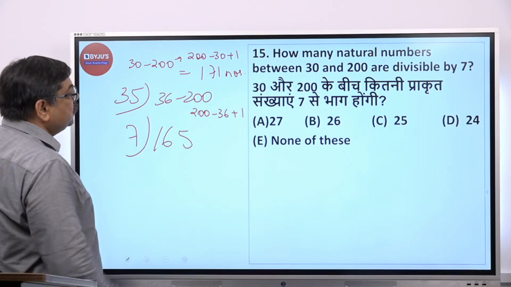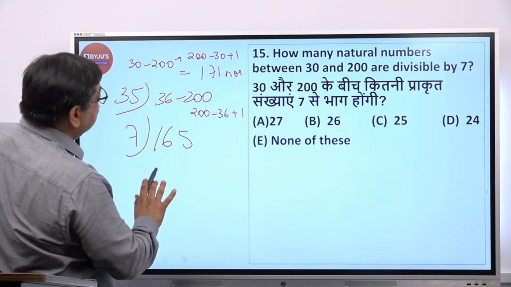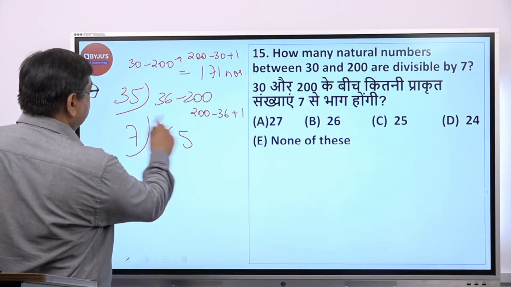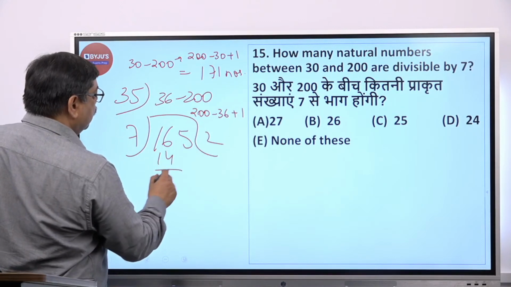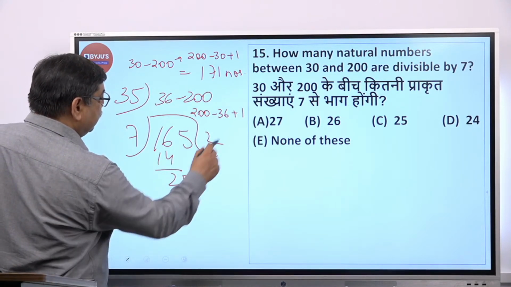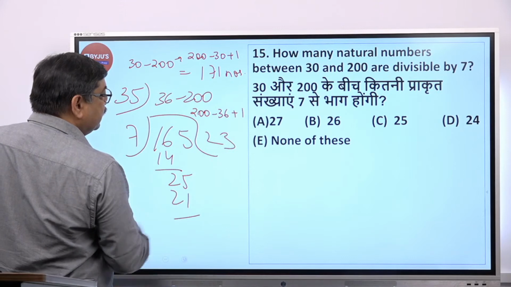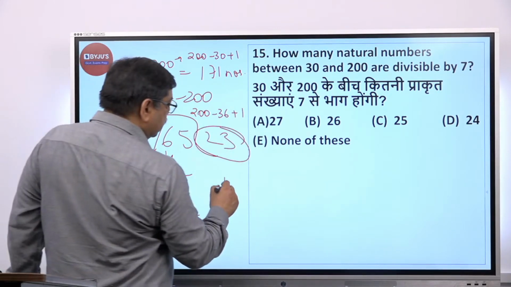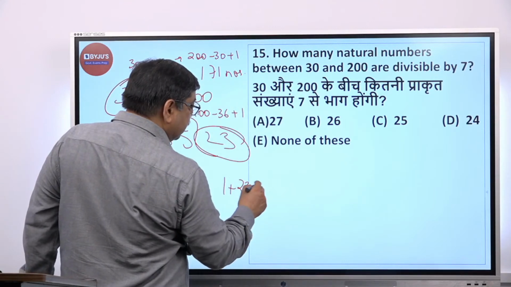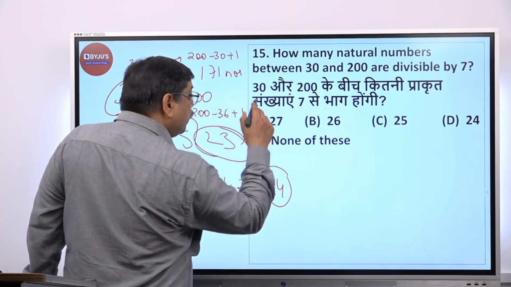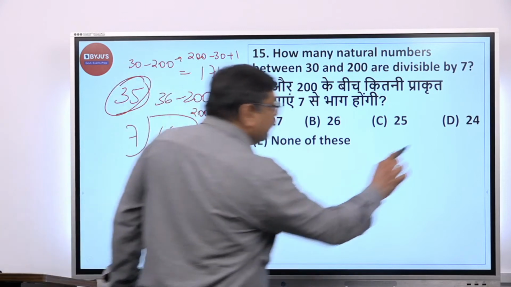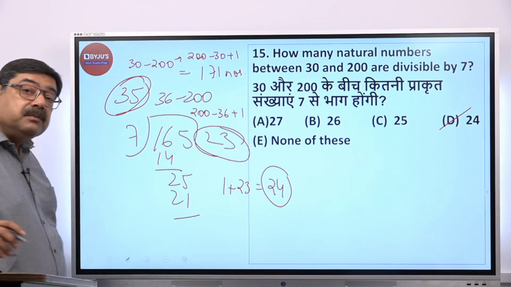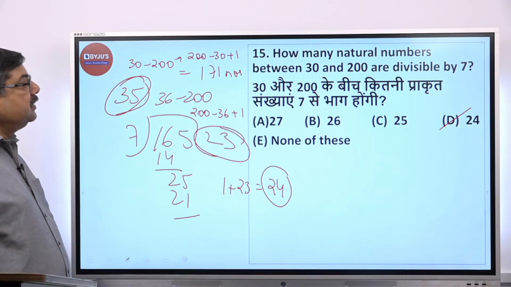200 minus 36 is, yes, 165 numbers. So 7 2s are 14, so you have 25, 7 3s are 21. Remove that. 23 here, and 35 we had taken here. So this 35 plus these 23 numbers, total 24 numbers is what we will get between 30 and 200 which are divisible by 7.